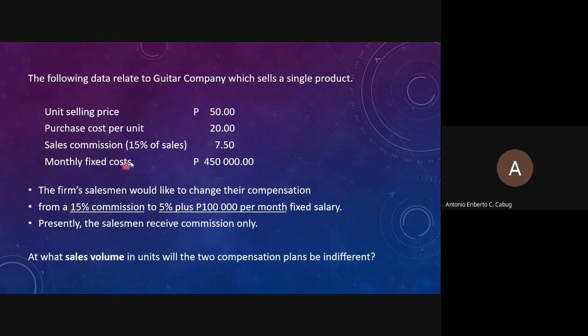The firm salesmen would like to change their compensation. From 15% commission, they want to do it lower. 5% commission. So rather than 7.50, 5% is only 2.50. But they are going to receive 100,000 per month fixed salary. So the company will incur an additional 100,000 in fixed costs. Presently, the salesman receives commission only. At what sales volume in units will the two compensation plans be indifferent?